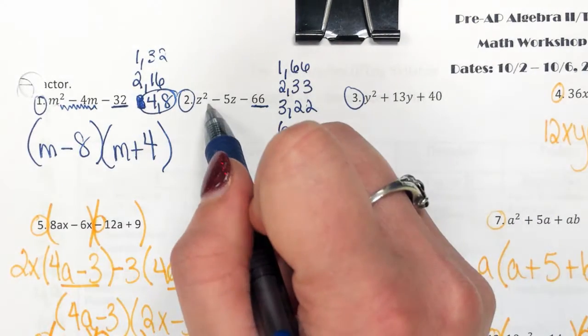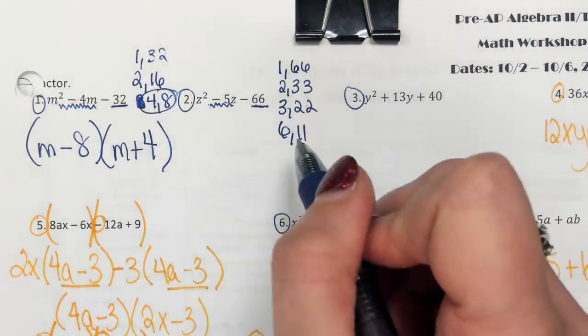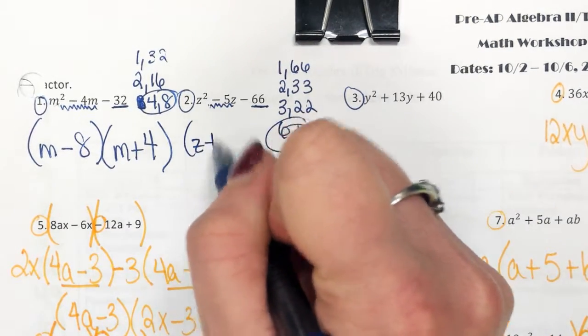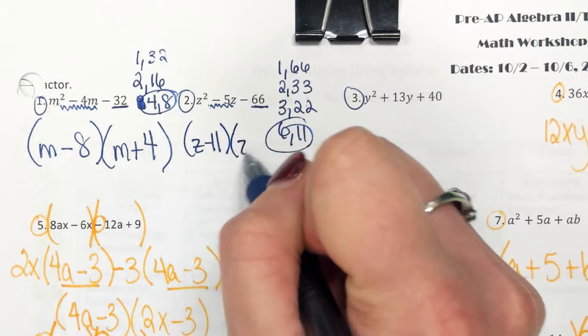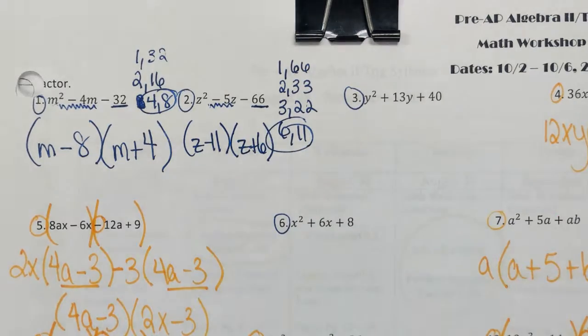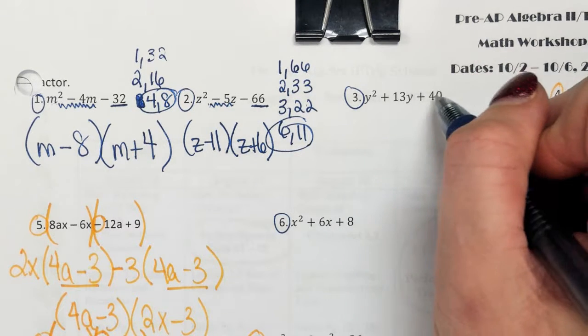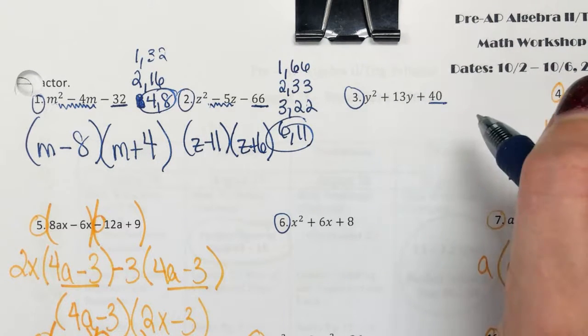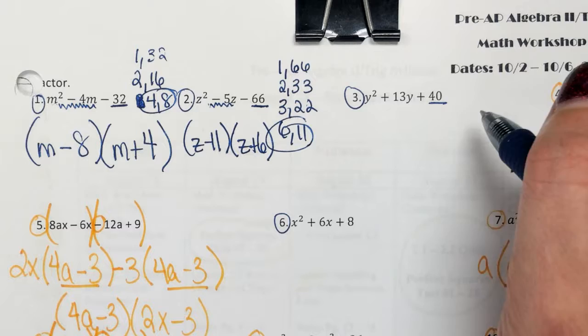All right, which one is the special one that gives you negative 5? 6 and 11. How? Negative 11, and then positive 6. There you go. Negative 11, positive 6. It doesn't matter the order, guys. As long as the 11 is negative and the 6 is positive, it doesn't matter which one comes first. All right, what about 3? 3 terms, no GCF. So that's why we're going to work it this way, okay?